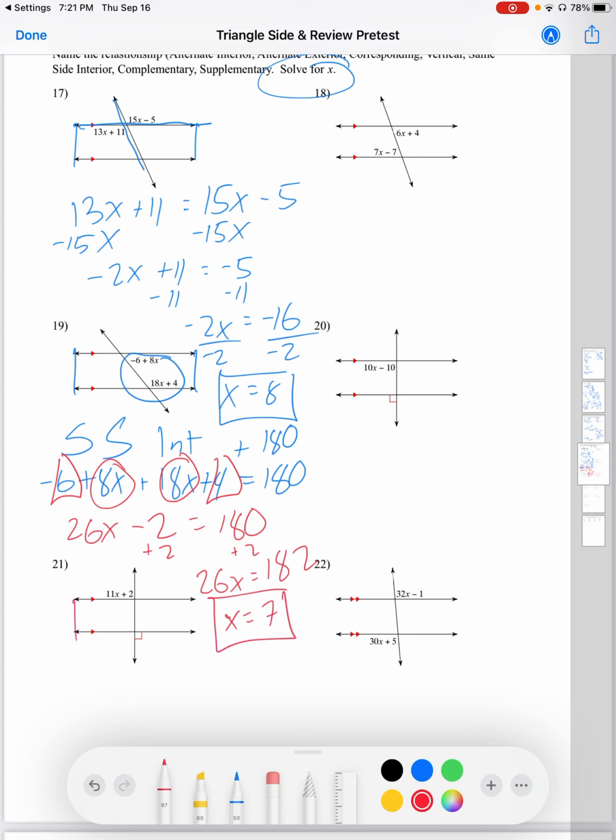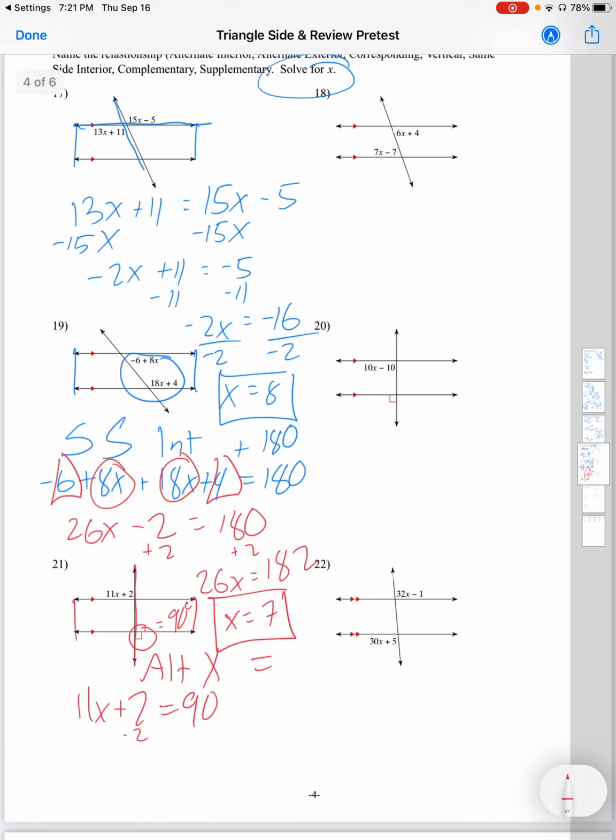Okay, draw my house here. These are alternate exterior. They're alternating sides of this fence, and they are outside of the house that I drew. Alternate exterior, and those are equal. So we know this little box there equals 90 degrees. 11x plus 2 equals 90. Subtract 2. 11x equals 88. Divide by 11. X equals 8.